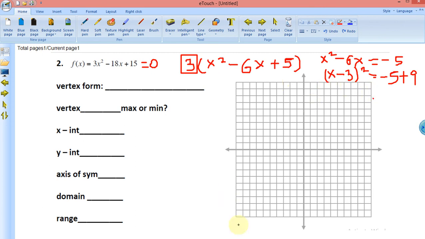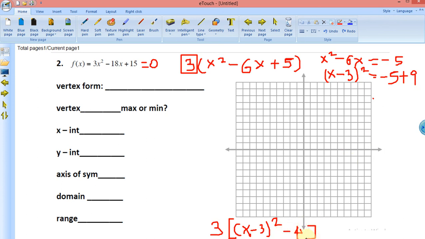Let me just write it down here. So I have 3, then open a big square bracket. Now I can write this one, x minus 3 all square. Then minus 5 plus 9, that is 4. If you move 4 here, it becomes minus 4. So minus 4. Okay, I can now close this one.